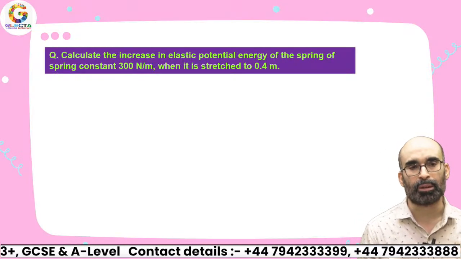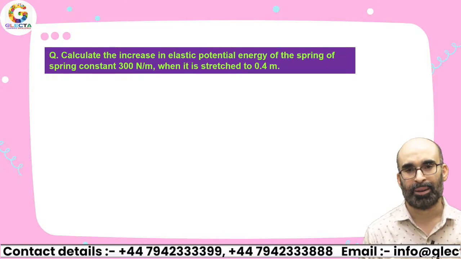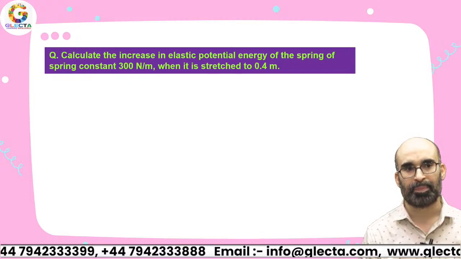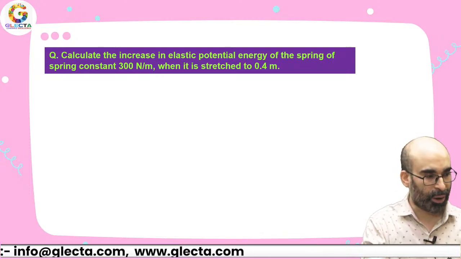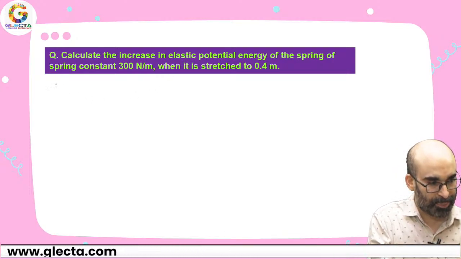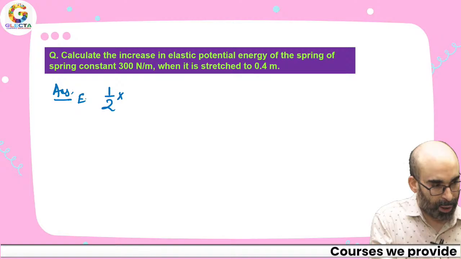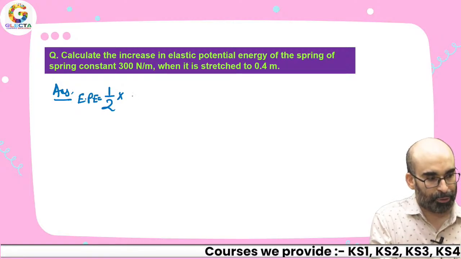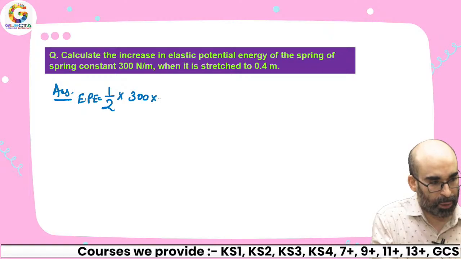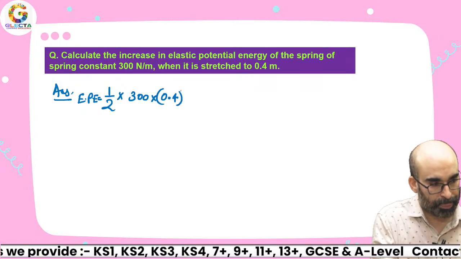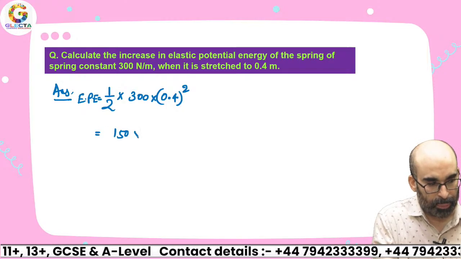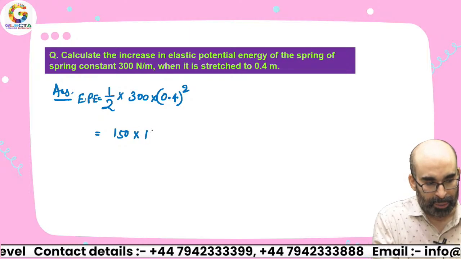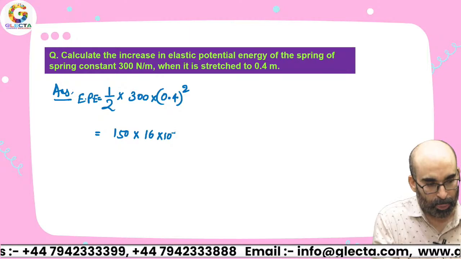And here is one question. I want you to solve this. Would you please answer this question? All right, go ahead. What's the answer? It is half times, I'm saying EPE, right? Half times 300 times 0.4 squared. What's the answer? So 150 times 16 times 10 raised to minus 2.